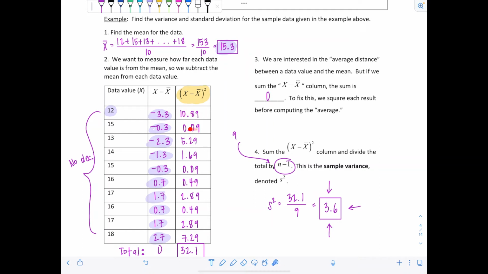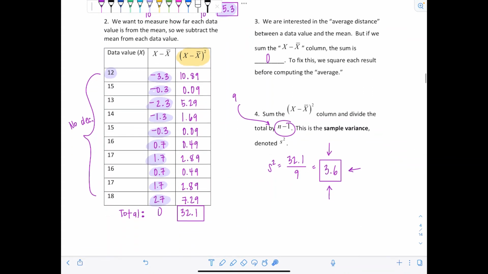If you round too early, you're going to get a bunch of rounding error, because if you rounded this to 10.9, 0.1, 5.3, woo, you would not get 32.1. So always wait to round your answer at the very last step.